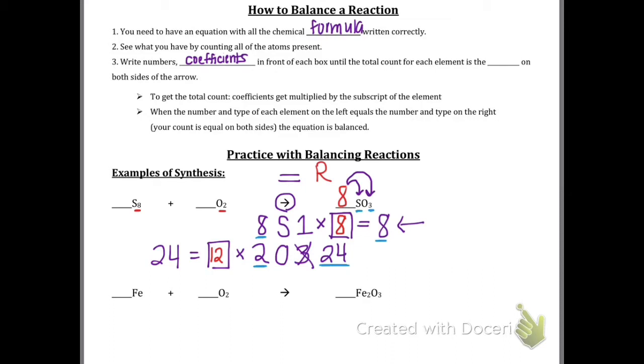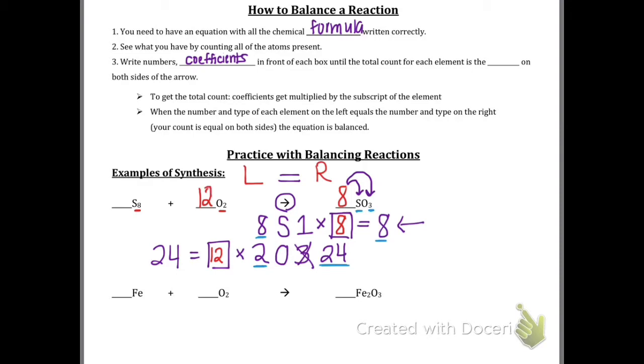Now notice that I'm on the left-hand side of my equal sign, and I'm talking about the element oxygen. So find oxygen on the left-hand side, which is here, and put the coefficient right in front of it. So that would be 12.